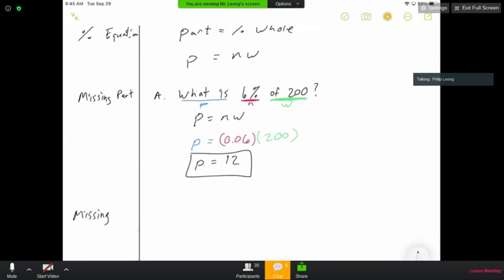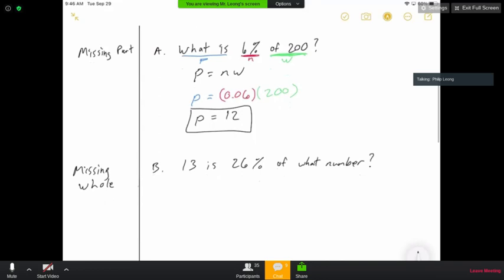Let's see what happens when we're missing the whole. All right. So here we go. 13 is 26% of what number? This one's a little bit tricky. So I'll do it with you. So you can do it with me. Okay.